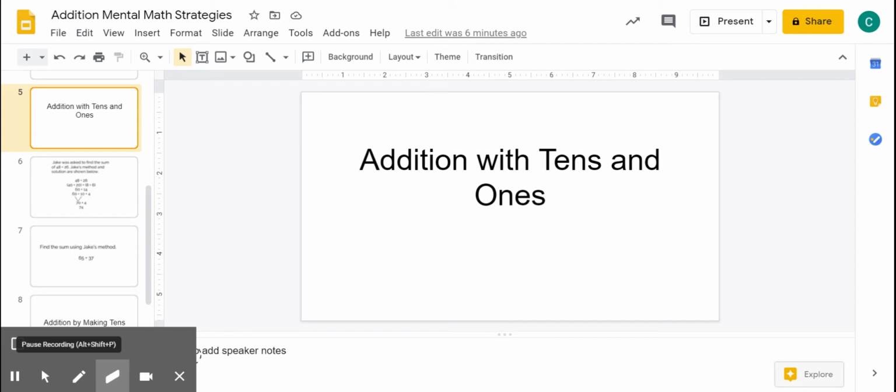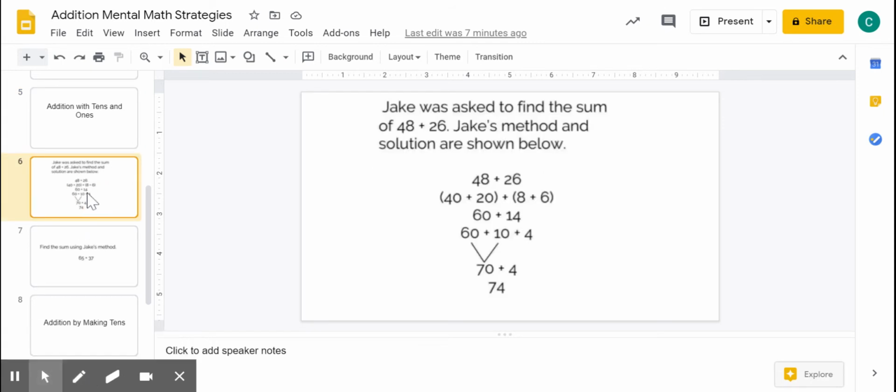Now I am going to do the second mental math strategy. This strategy is the addition with tens and ones. Let's take a look at this next example. Jake was asked to find the sum of 48 plus 26. Jake's method and solution are shown below.